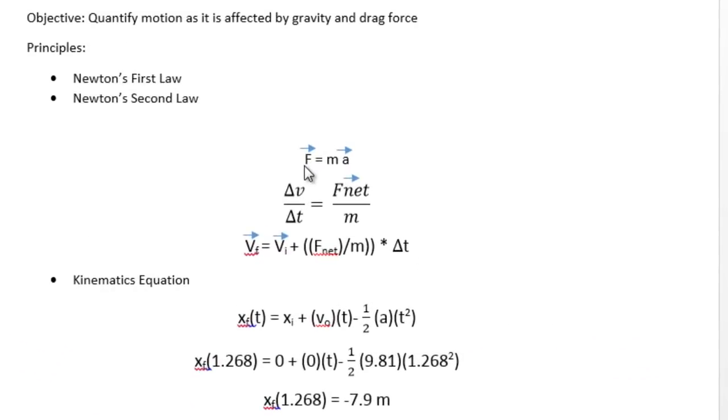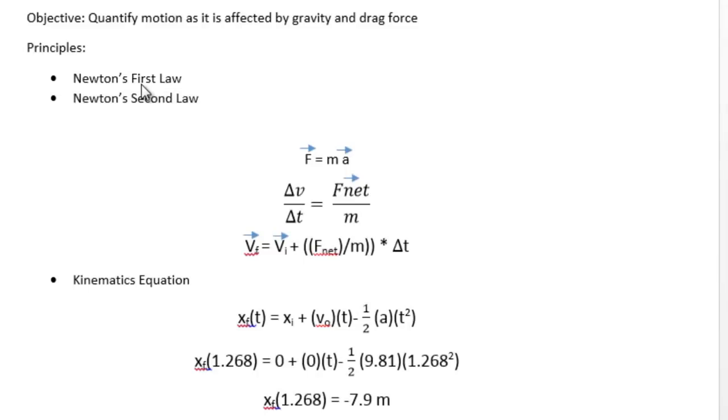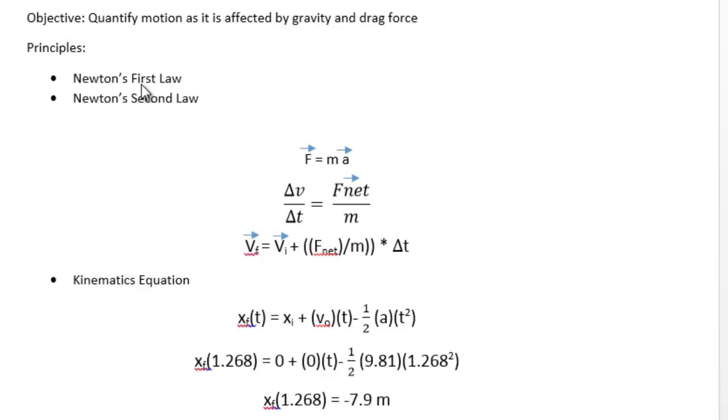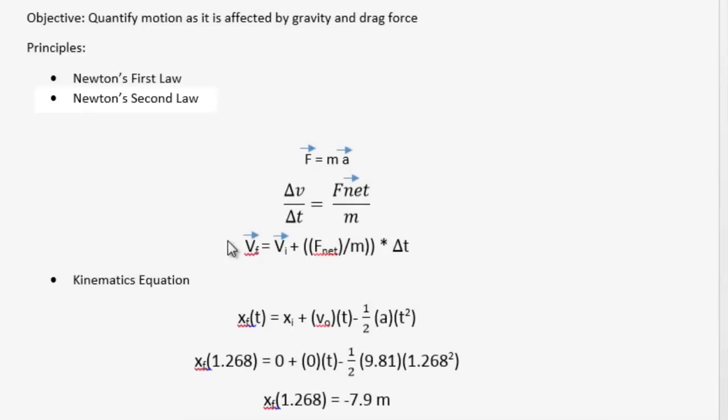There are two main principles that are applicable to this lab, Newton's first and second laws of motion. Newton's first law states that an object in motion will keep moving uniformly unless acted upon by another force. In this lab, the object does not move uniformly because it is acted upon by other forces, gravity and drag force. Taking that further, we have Newton's second law, which is force equals mass times acceleration. Deriving that, we get velocity final equals velocity initial plus F net divided by mass times delta t.